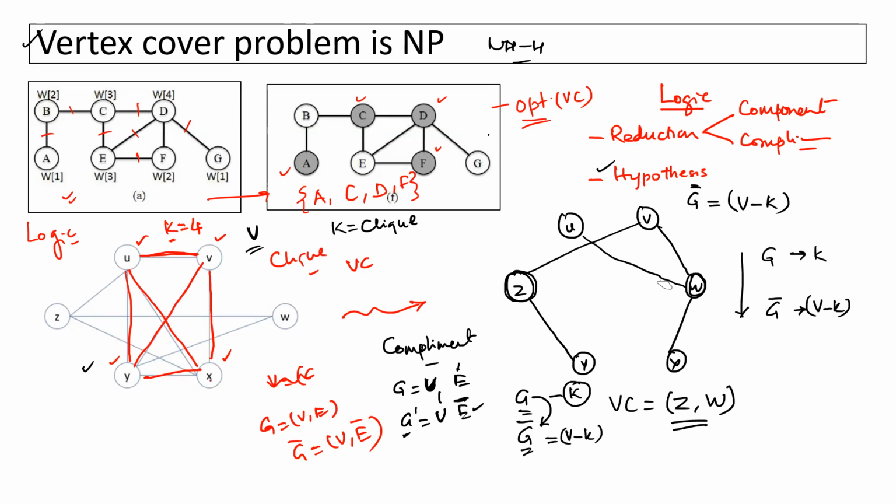What were the steps? The first step is to check the standard problem proved as NP. The second step is to perform the reduction using a certain hypothesis and then prove that the hypothesis is correct. The hypothesis we have used here is the one related to the complement graph. I hope you understood this.